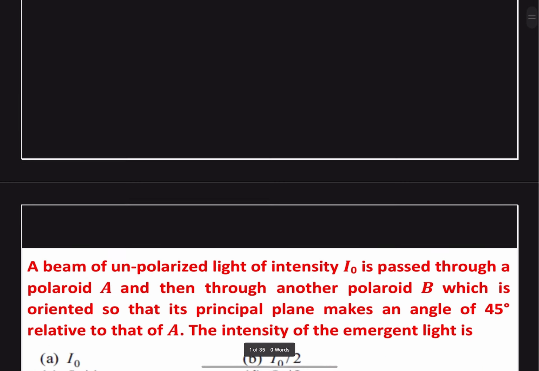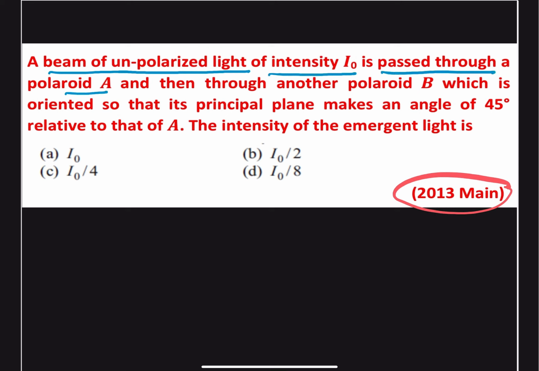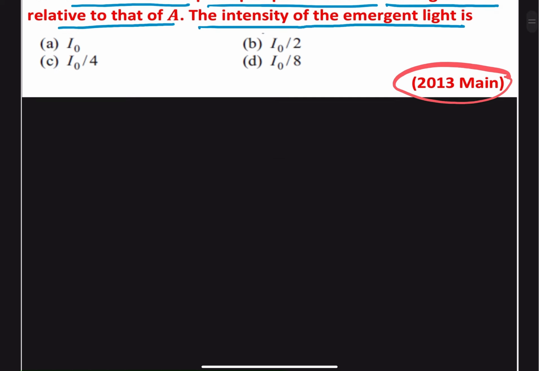In the first question, asked in the 2013 mains, it states that a beam of unpolarized light of intensity I naught is passed through a polaroid A and then through another polaroid B, which is oriented so that its principal plane makes an angle of 45 degree relative to that of A. The intensity of the emergent light is. So in this case, we have two polaroids A and B. Let us draw an approximate figure for that.